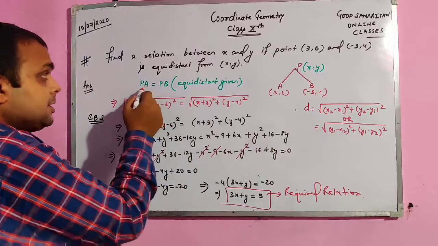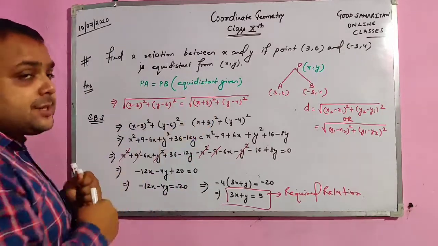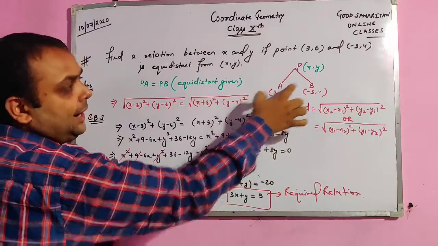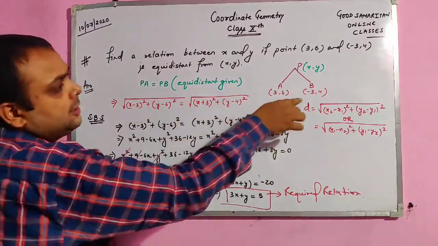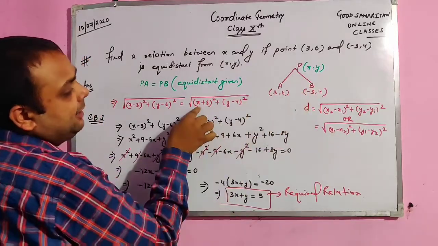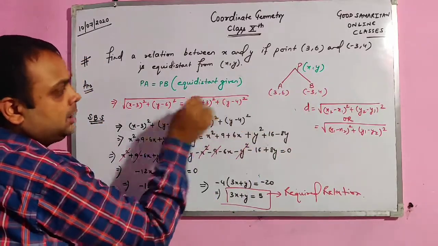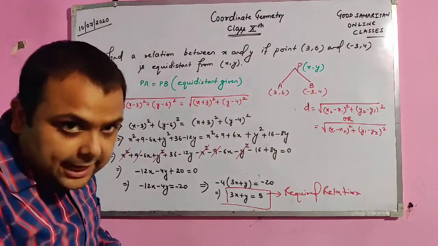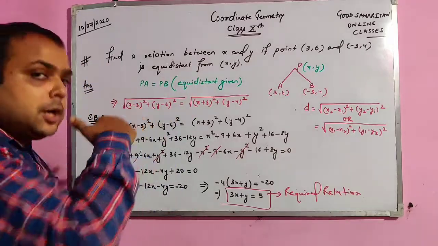Now, since they are equal, we have written PA equal to PB, the condition of equidistant. Now apply the distance formula: under square root (x minus 3) whole square plus (y minus 6) whole square, and this is also under square root, (x plus 3) whole square plus (y minus 4) whole square. Now to remove the square root, I have squared both sides, so the square root removes.